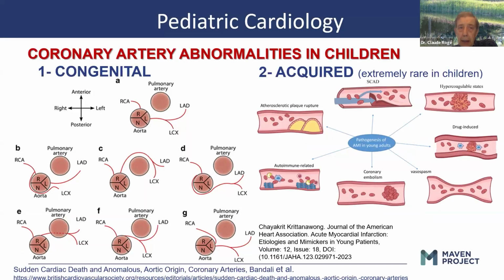The next one are coronary artery abnormalities in children. Okay, it's much less frequent than hypertrophic cardiomyopathy. On top here, you can see the normal arrangement. The left coronary artery comes from the left coronary sinus, then it is split into the left anterior descending and the circumflex, and the right coronary artery comes from the right coronary sinus. And you see there are a variety of different abnormal origin, abnormal course, like going between the arteries here.